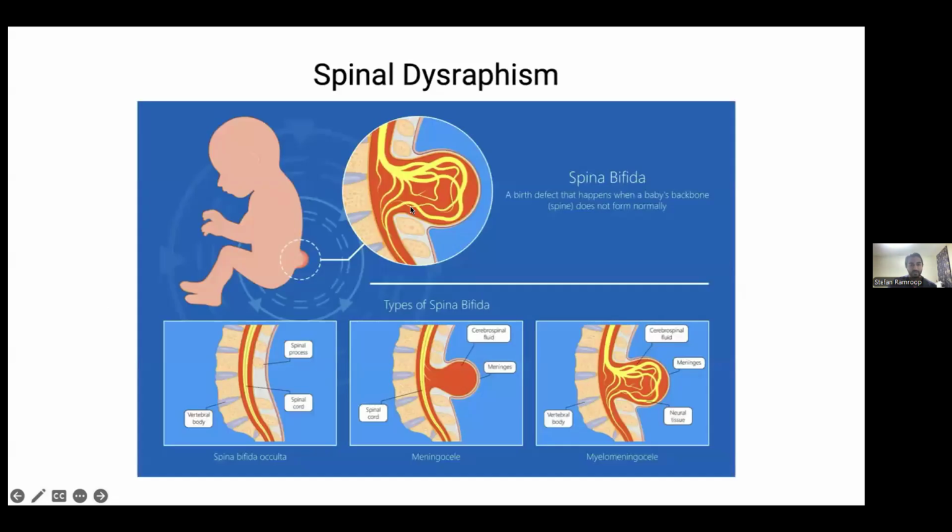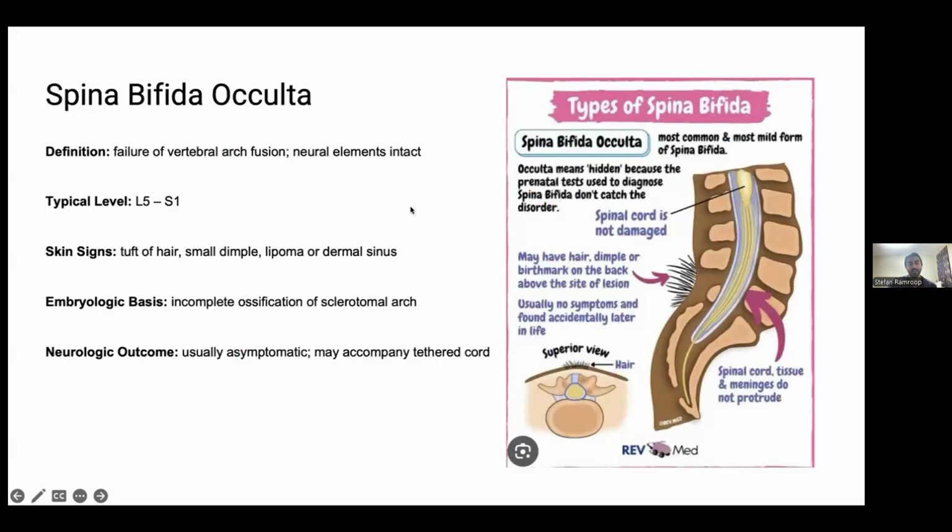So firstly, just looking at spinal dysraphism. We'll be looking at spina bifida first. Spina bifida occulta is the mildest and most common form of spinal dysraphism. It doesn't arise from failed neural tube closure, but from incomplete ossification of the dorsal vertebral arches, a mesodermal defect of the sclerotome. And this typically occurs at the lumbosacral junction, most often L5 or S1. The spinal cord and the meninges here remain perfectly formed, hidden within the canal, hence the term occulta, or hidden.